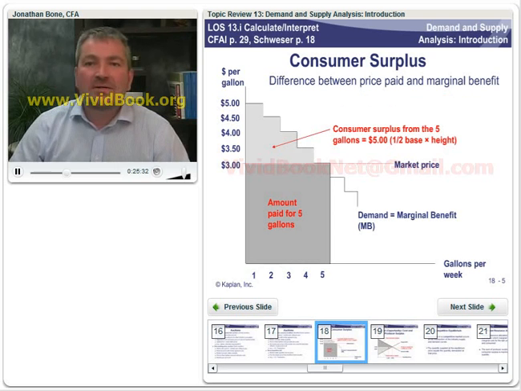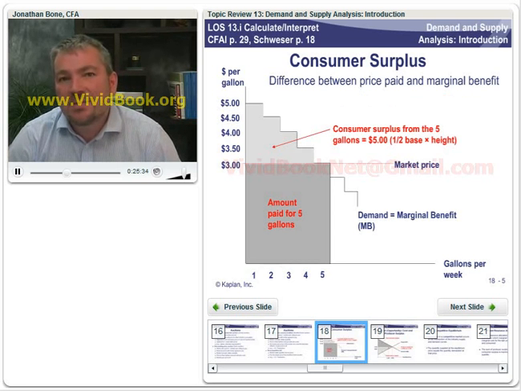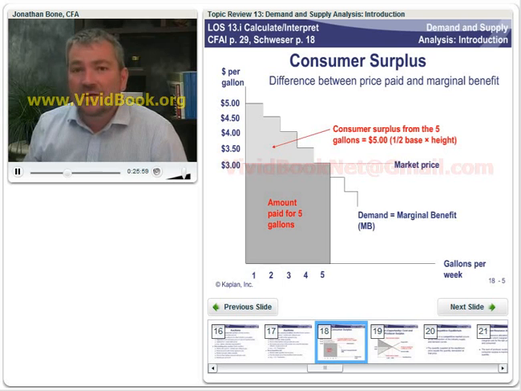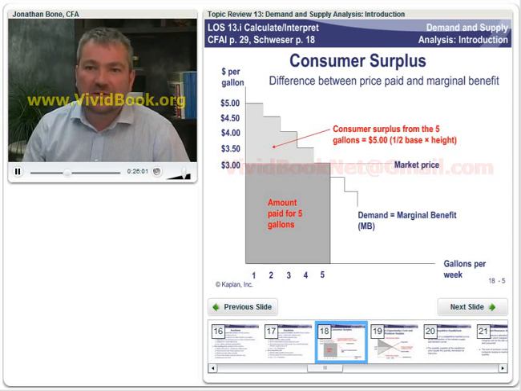So notice, if we want to work out our consumer surplus, we're essentially looking at a triangle here. And remember, the area of a triangle is half base times height. So we can calculate total consumer surplus by doing half the base. Well, of course, the base is 5 units, half of that is 2.5, times the height, $5 minus $3, which is 2. So 2.5 times 2 gives us a total consumer surplus of $5.